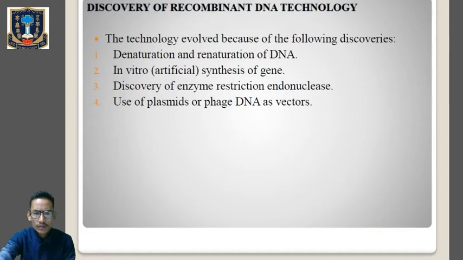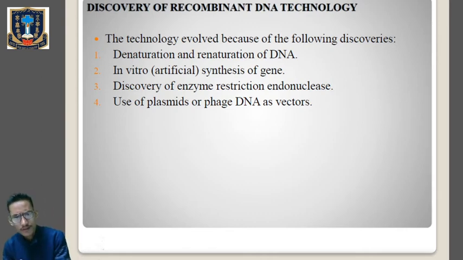First of all, we will see the discovery of recombinant DNA technology, the technology that leads to the formation of recombinant DNA, where the DNA will be from two different sources. How did this technology come into existence, how was it discovered, and what possibilities led to its discovery? We can say this technology evolved mainly due to certain features. The first is the denaturation and renaturation of DNA.